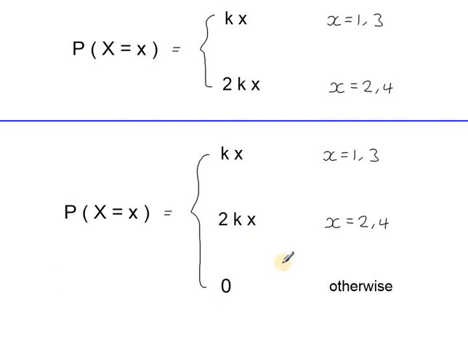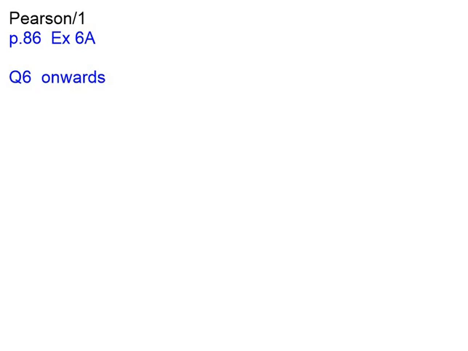So if you see a definition like this and it's got 0 otherwise or 0 elsewhere, that's quite often written as elsewhere instead of otherwise, then what you're looking at is a probability distribution definition, which is like this. For practice, try these questions.